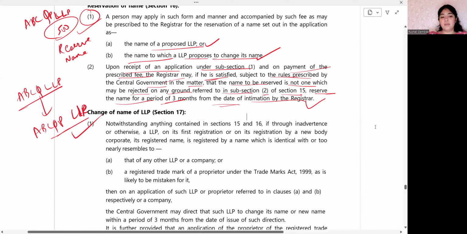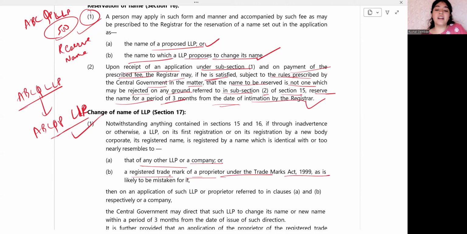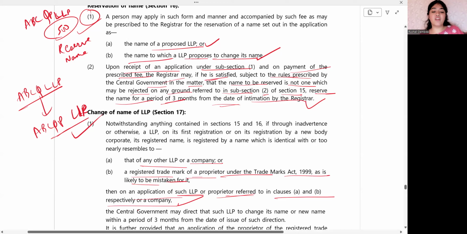Change of name of LLP. Notwithstanding anything contained in section 15 and 16, if through inadvertence or otherwise a LLP on its first registration or on its registration by a new name, its registered name is identical with or too nearly resembles that of any other LLP or a company or a registered trademark of a proprietor under the Trademarks Act 1999, as is likely to be mistaken for it, then on application by such LLP or proprietor referred in clause A and B, respectively, or a company, central government may direct that such LLP change its name or take a new name within a period of 3 months from the date of issue of such direction.